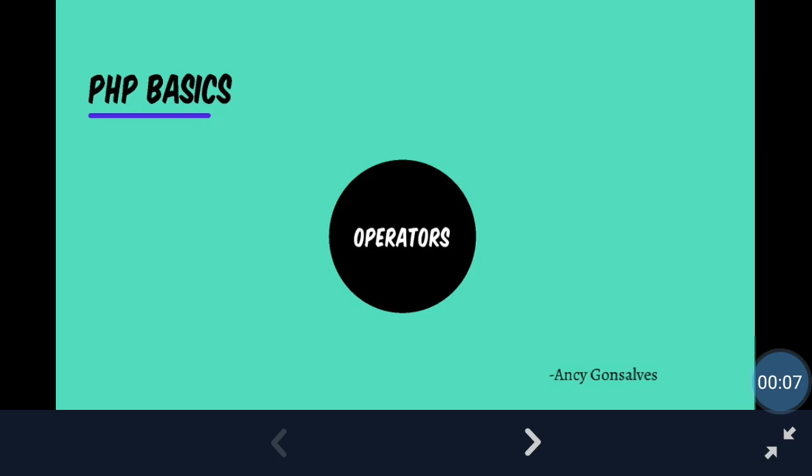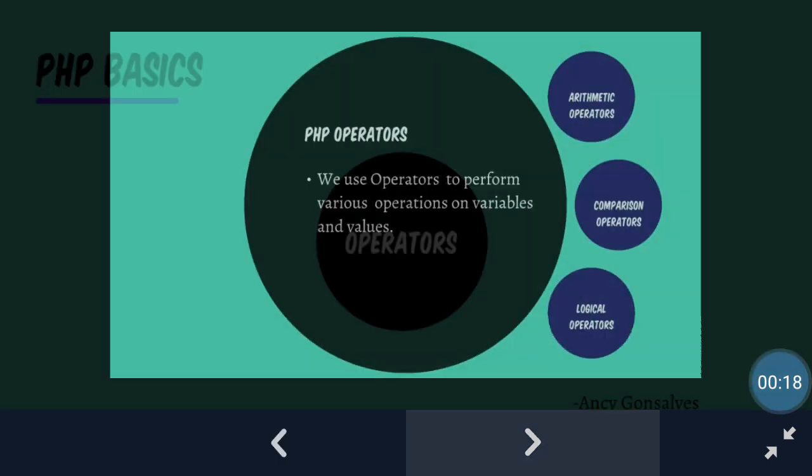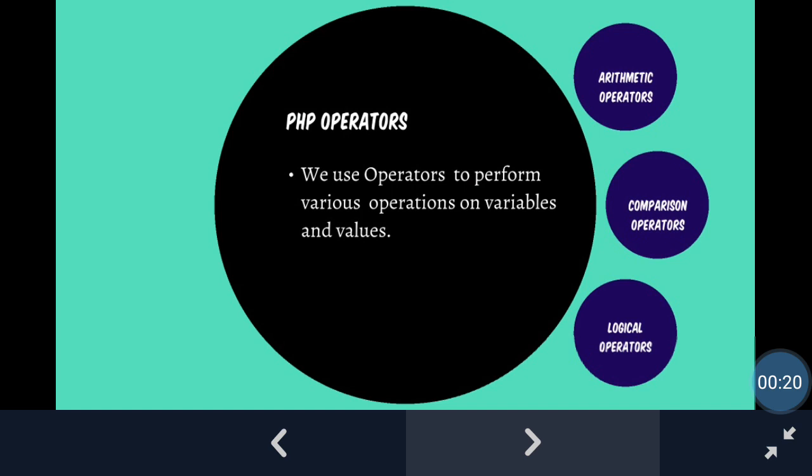Today we have a topic which is PHP operators. PHP operators are used to perform various operations on variables and values. Here I have three basic types of PHP operators. They are arithmetic operators, comparison operators and logical operators. Let us see them one by one.